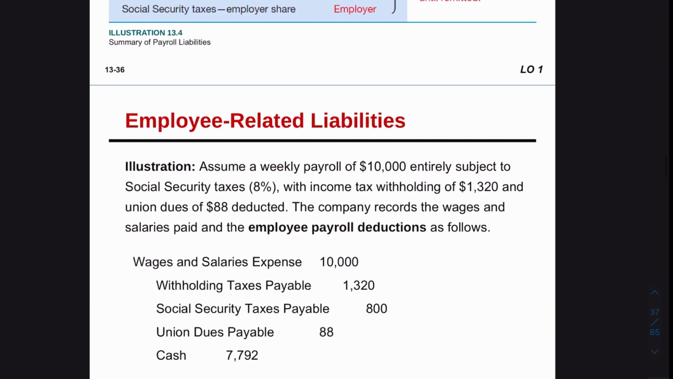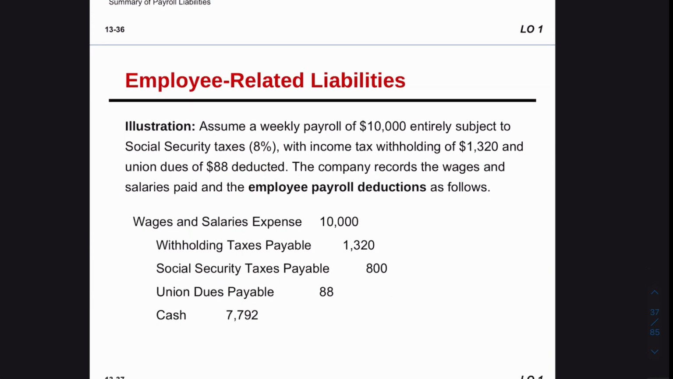Okay. Here we have an example. Assume a weekly payroll of 10,000, entirely subject to social security tax, where 8% of that payroll goes to social security, with income tax withholding of 1,320. So this amount will be withheld, and union dues of 88 euros are deducted from that payroll.